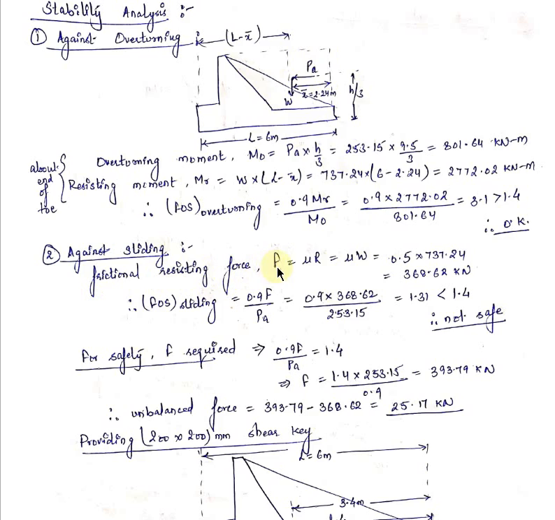We know that frictional resisting force capital F is equal to mu into R. Mu is the coefficient of friction and R is the total reaction force. See, the total reaction force is equal to the total downward weight. So mu into W, put the value mu equal to 0.5, put the total value of W, you will get 368.62 kilonewton. Now just put the values in the formula for factor of safety against sliding. So the formula for factor of safety against sliding is 0.9 F upon PA. So after putting all the values, you will get 1.31, which is less than 1.4.